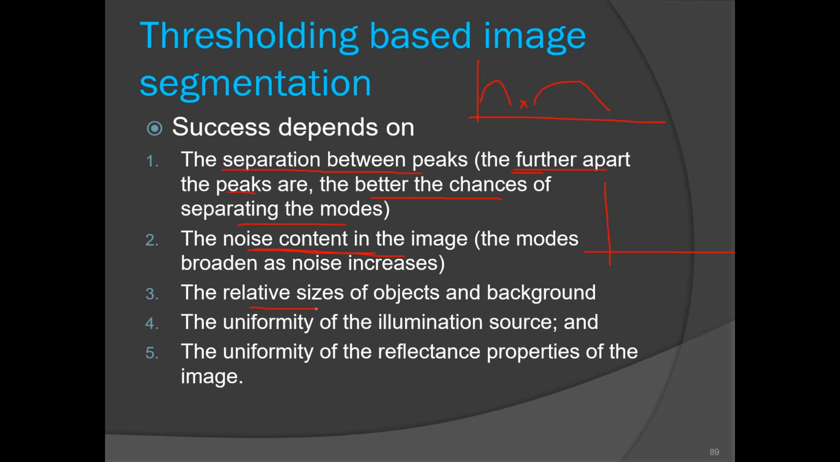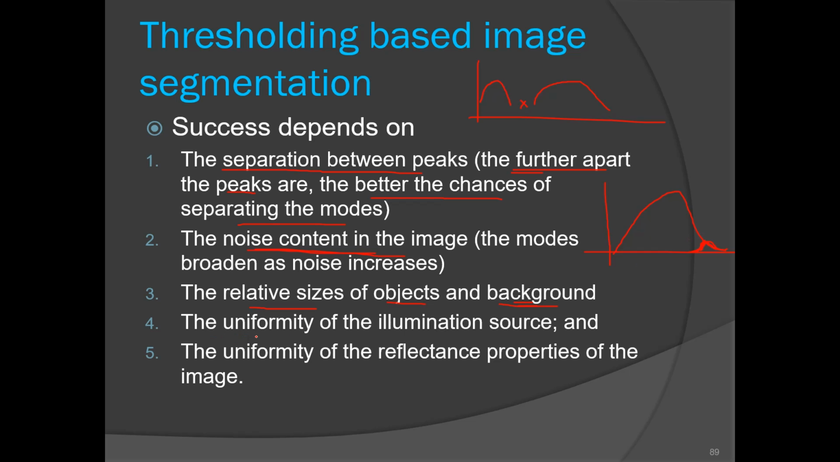The next one is the relative sizes of the object and background. If your object is very small, then the number of pixels will be very small, right? Then its mode will get overlapped by the background. Consider there are very few pixels representing the object; the background pixels may cover that peak, that mode. Then there also you will find it difficult to decide the value of the threshold.